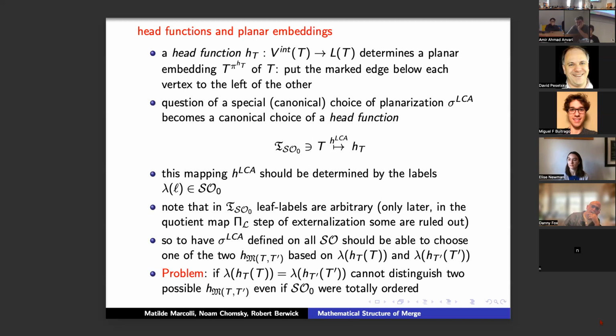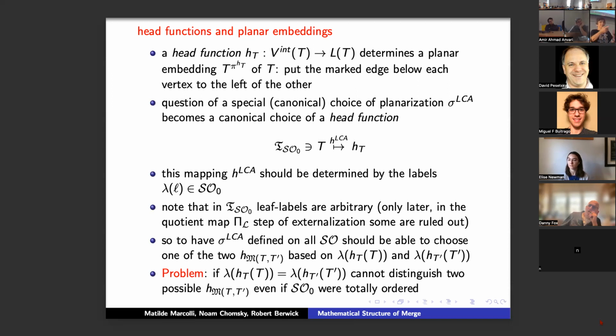So the punchline is simply that there is a domain on which a head function is defined. The head function will be defined on a certain domain inside the set of syntactic objects. This domain is not stable under the merge operation. The merge operation has already happened.